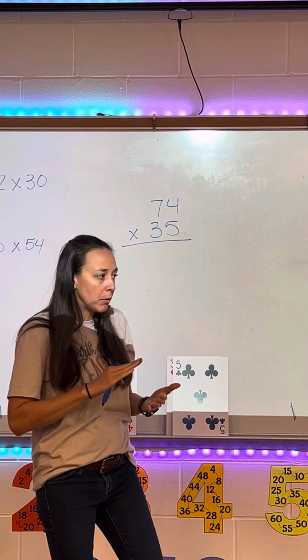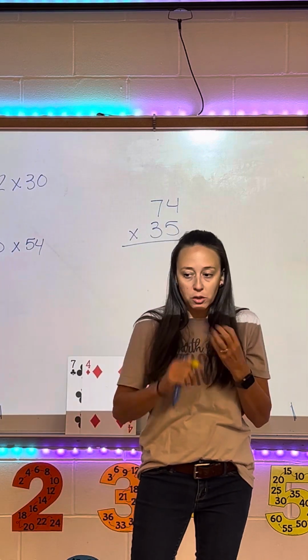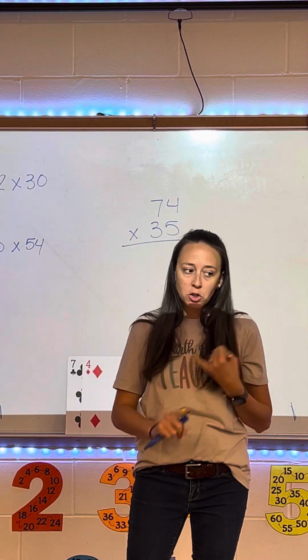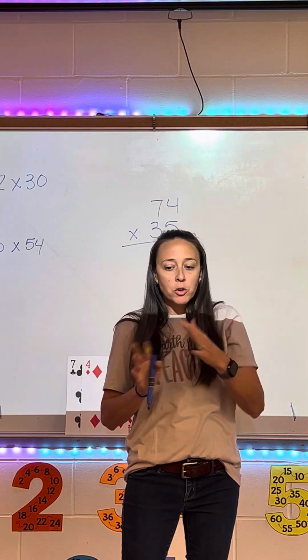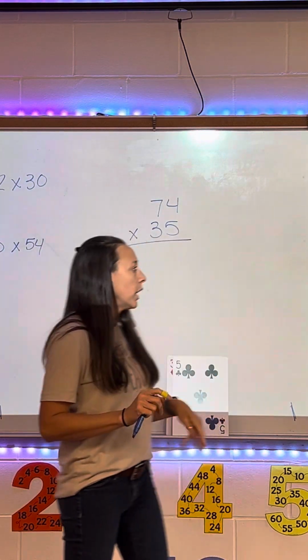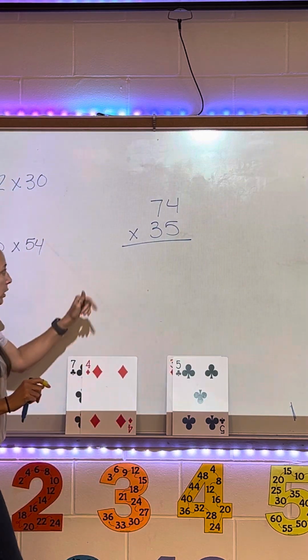So if you are getting something wrong, I want you to go back and check those things first, right? Check to make sure you dropped your 0. Check to make sure you added that regrouped number. Those are the things that I need you to do. All right, so let's go ahead. We're going to work this one through.